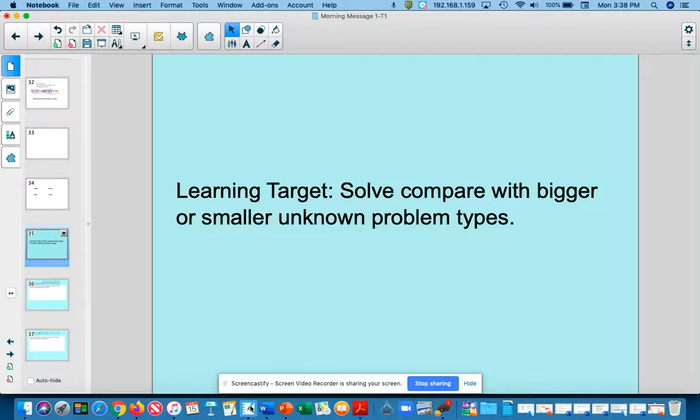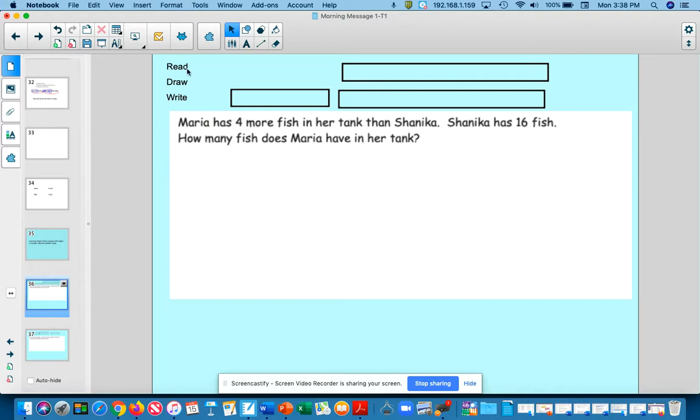Hi, boys and girls. So today our learning target for math is solve, compare with bigger or smaller unknown problem types. So let's take a look at our first problem. And we're going to use the read, draw, write to solve these. So we're going to read this first. We should really read always 2 times. And then we'll draw it out. And then we'll write a number sentence and a statement.